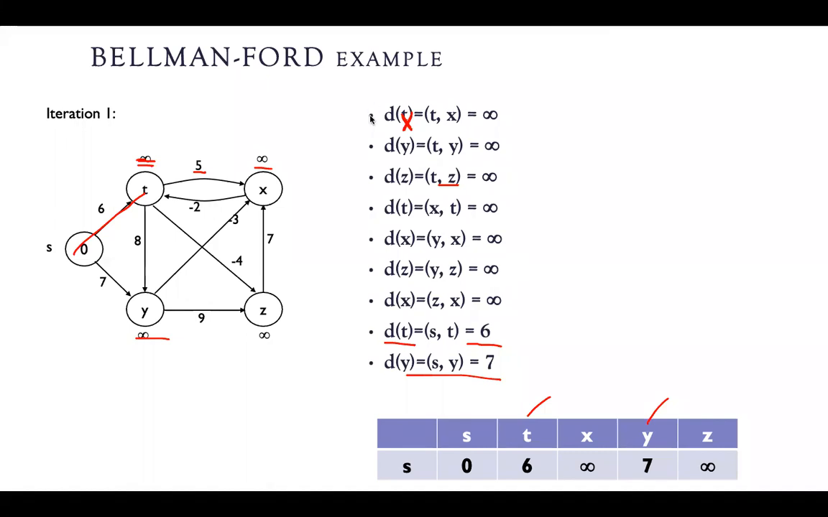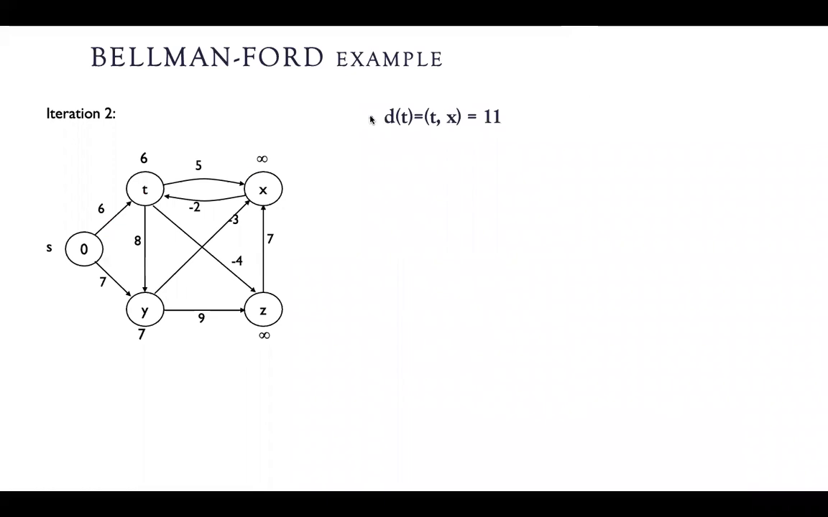In the second iteration, in the first iteration we updated distance of t and distance of y. So in the second iteration, consider edge t to x. Now we have the distance of t, so 6 plus 5 is less than infinite. So update the distance of x to 11.